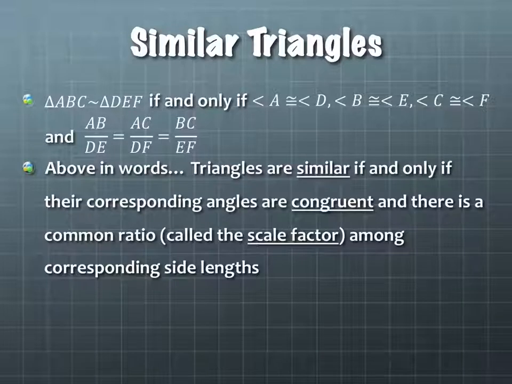In words, triangles are similar if and only if their corresponding angles are congruent and there is a common ratio, sometimes called a scale factor, among corresponding side lengths.